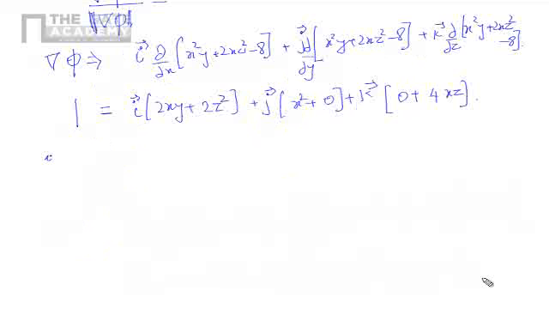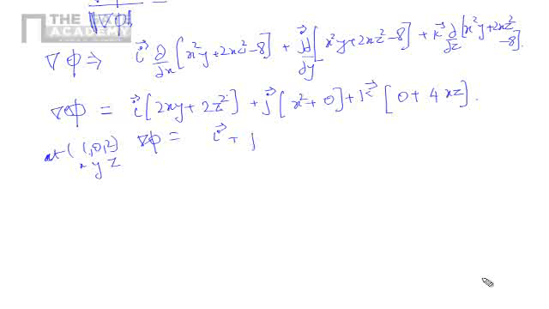Now at 1 comma 0 comma 2, del phi will be what? We have to substitute these values. When we substitute the values of x, y and z, it will give me 8i, because this term will become 0. This is 2 into 2 into 2, 8i, plus j, plus 4xz will give me 4 into 1 into 2, that is 8k vector. So this is the value of del phi.